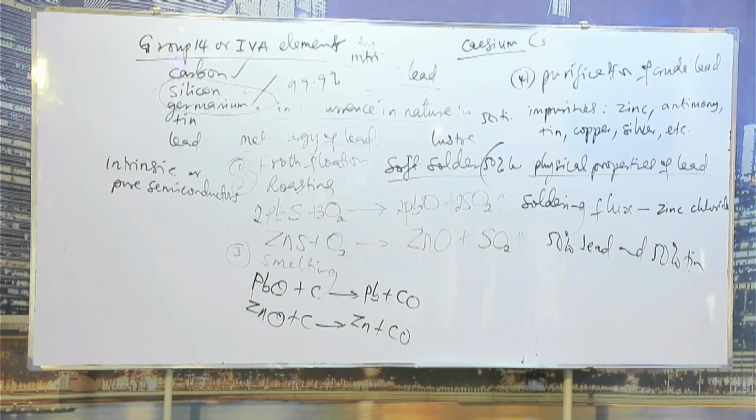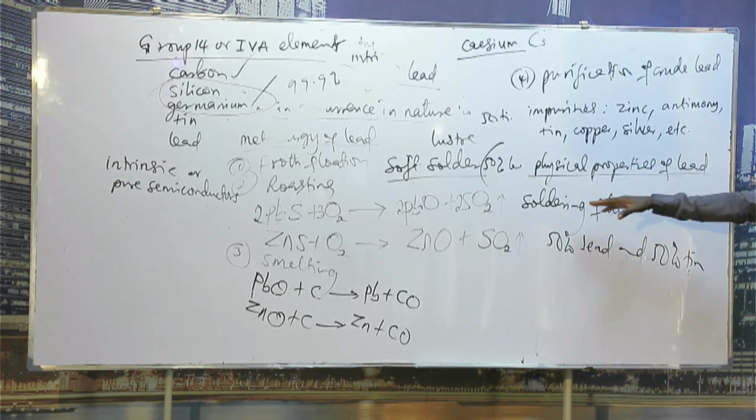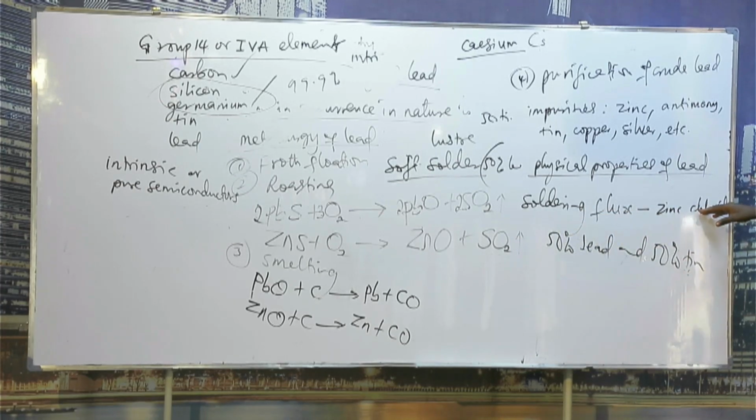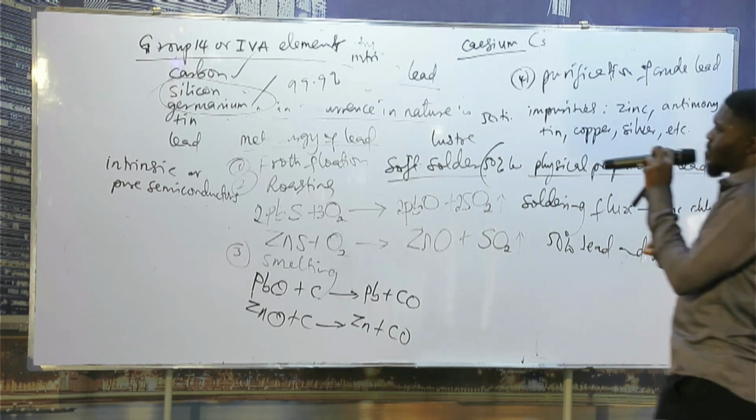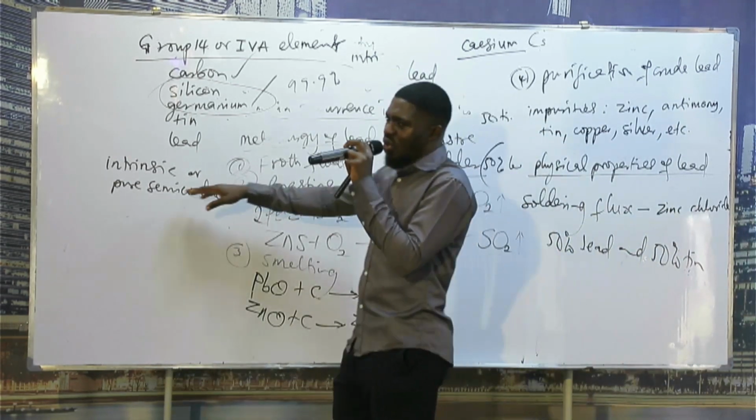Now, another thing, I want you to listen. Another thing is on physical properties of lead. Lead, we have said that it has low melting point. Do you know why lead has low melting point? Remember, most metals have high melting point or low melting point? Which one do they have? High melting point, right? But you can see that lead and tin have what? Low melting point. Why? Why is the melting point of lead low?